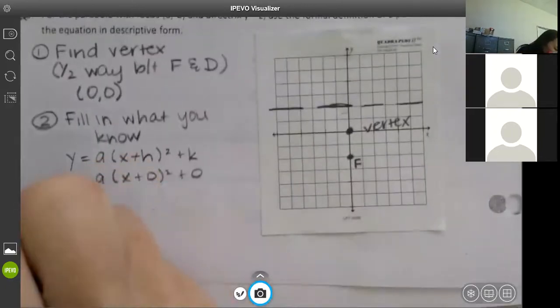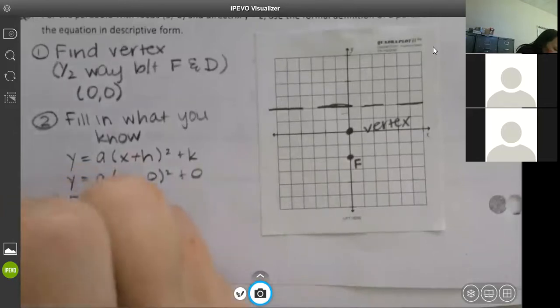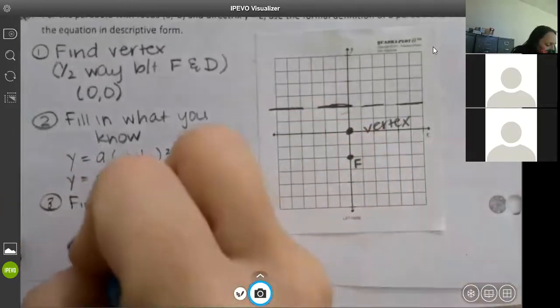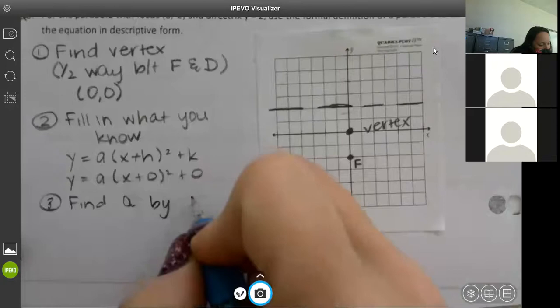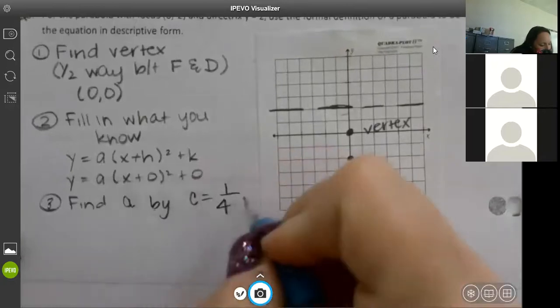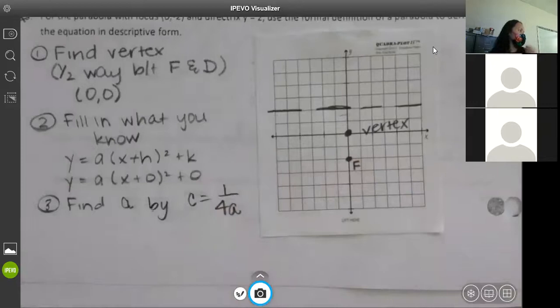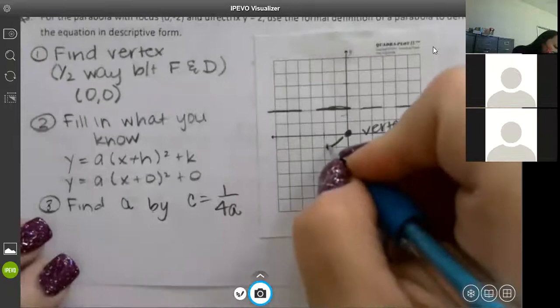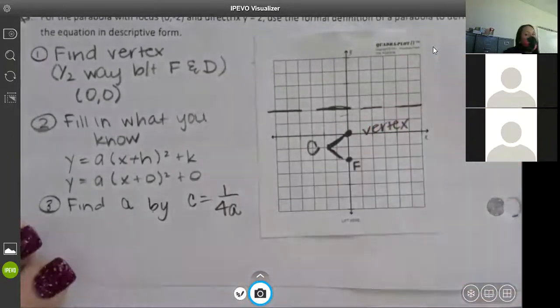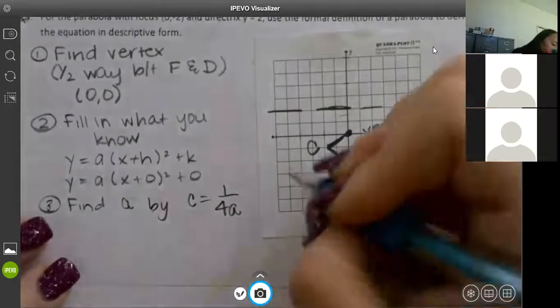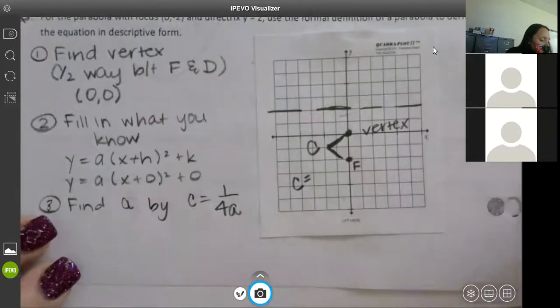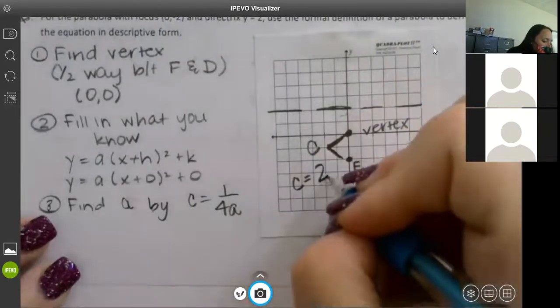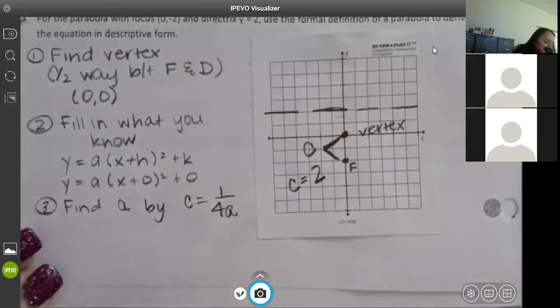The third thing that you're going to do is find A by doing 1 over 4A. We already know what C is. Remember, C is the distance between your vertex and your focus. So what is C? What's your distance between those 2 points? 2. Yeah, don't make it complicated. 2.